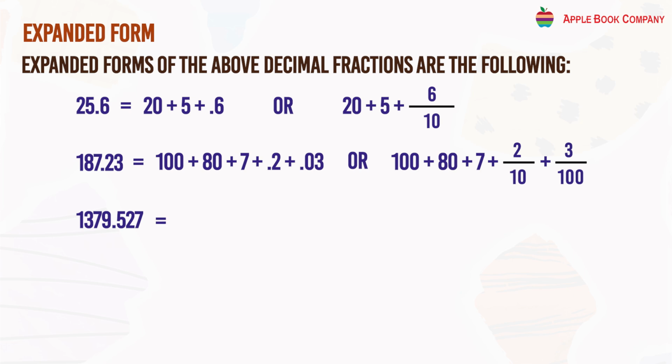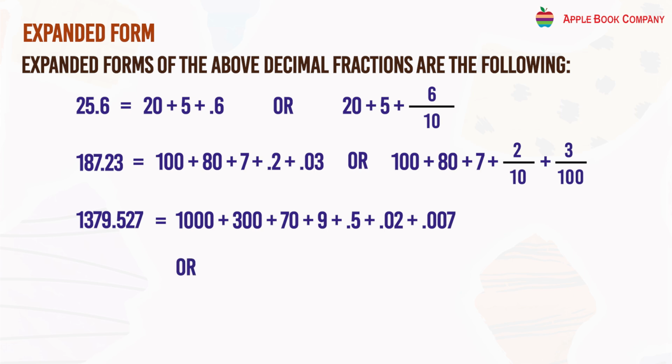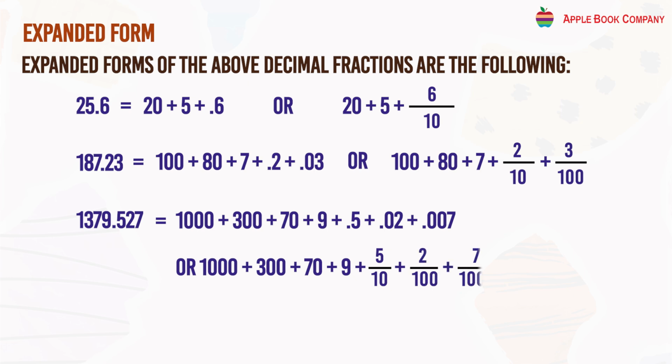1379.527 equals 1000 plus 300 plus 70 plus 9 plus 0.5 plus 0.02 plus 0.007, or 1000 plus 300 plus 70 plus 9 plus 5 by 10 plus 2 by 100 plus 7 by 1000. Place value of each digit.